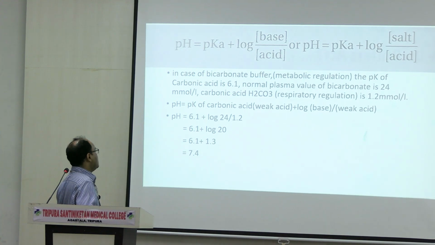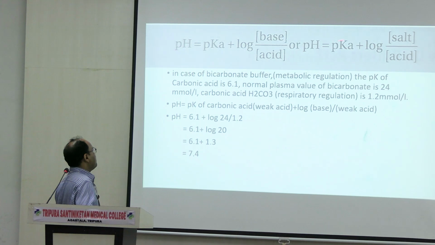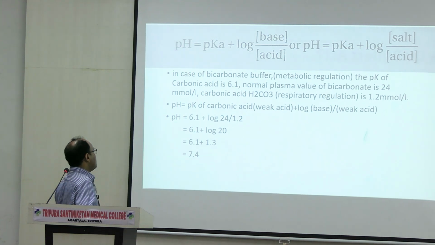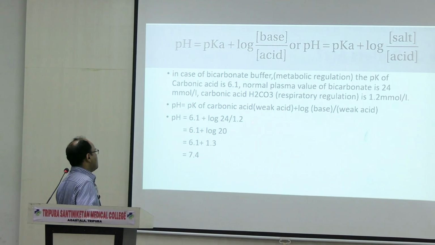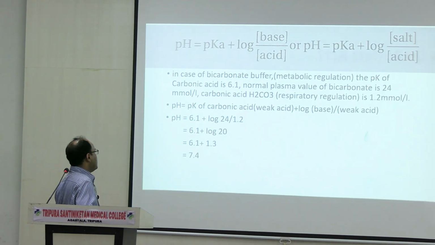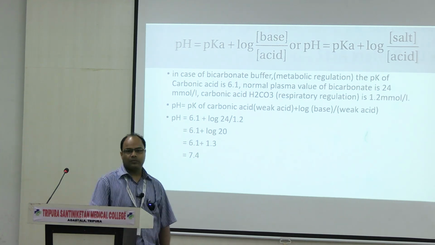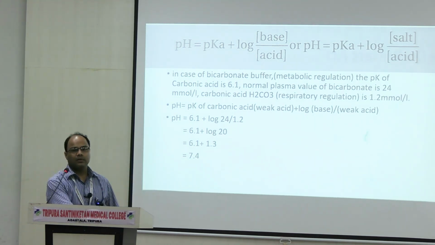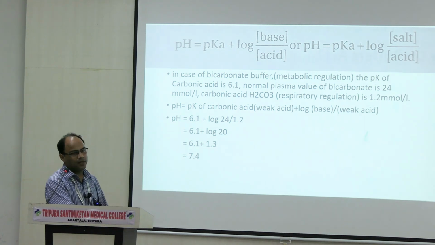If we plug this into the formula, we find that pH is equal to pK, that means 6.1, plus log of base, that is bicarbonate 24, divided by carbonic acid 1.2. By this way you can find out 7.4 with this formula. The formula is called the Henderson-Hasselbalch equation.